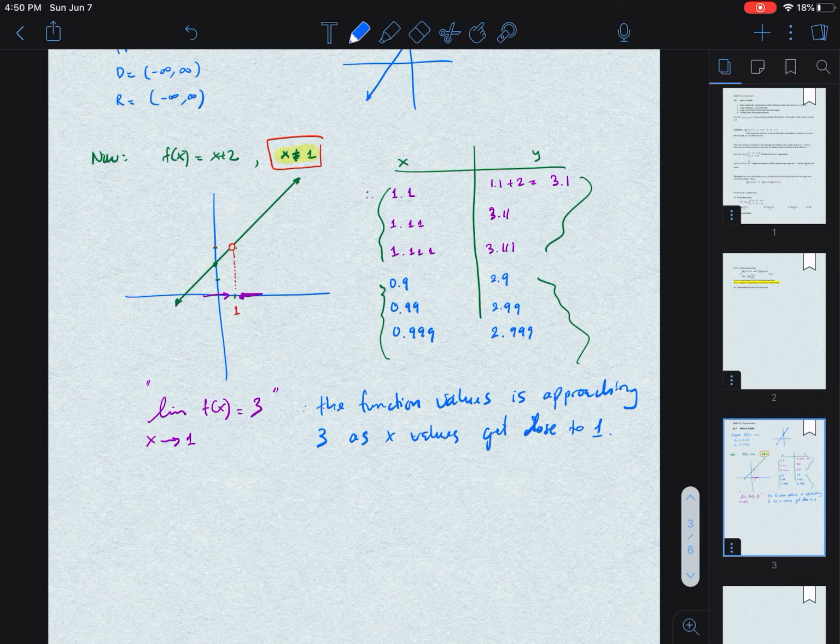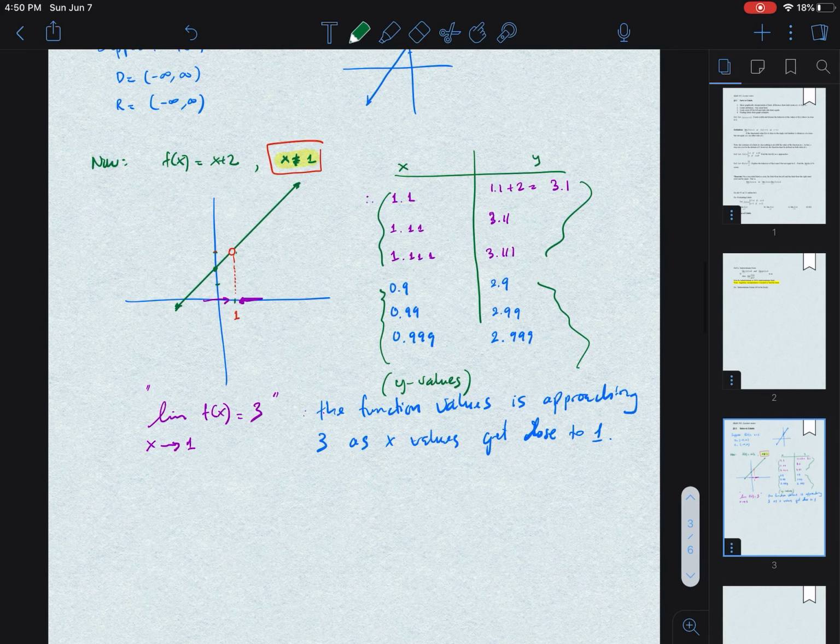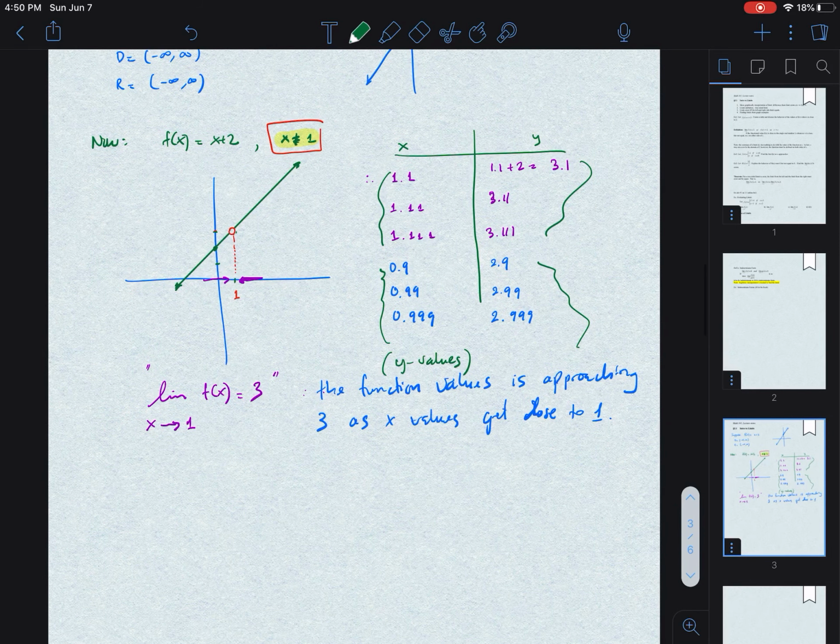Notice that we're not observing what happens at 1, but we're observing that as x gets closer to 1, the y values, or the function values, or the graph, is getting closer to 3. We call that concept a limit. So formally we define it as the following.